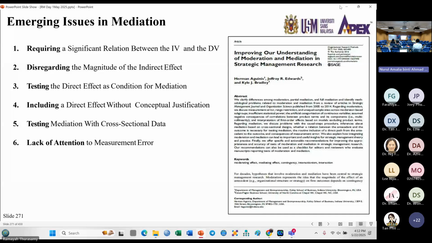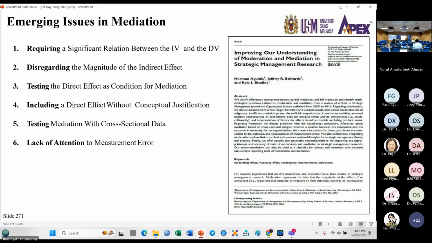Okay, testing the direct effect as a condition for mediation. Just now we had IV to DV, remember? That is also not required. We can try independent to mediator, mediator to dependent, then mediation. We can do that now. Including a direct effect without conceptual justification, this one we need to have a hypothesis. We have to do direct, independent to dependent.